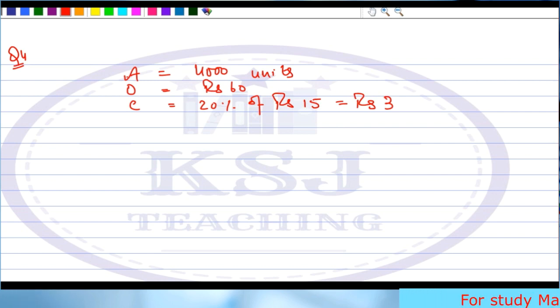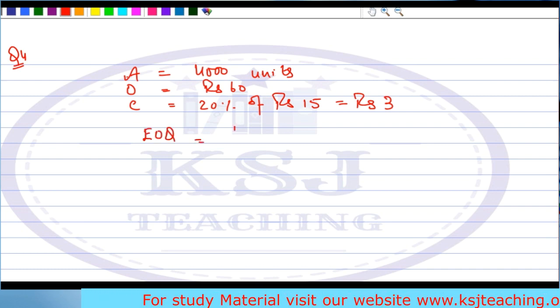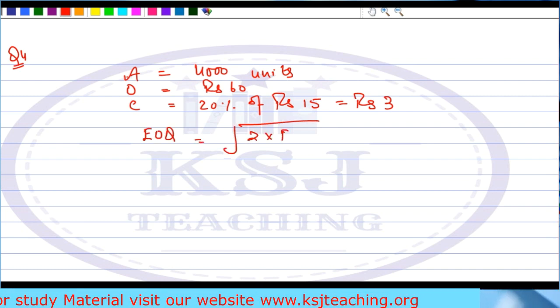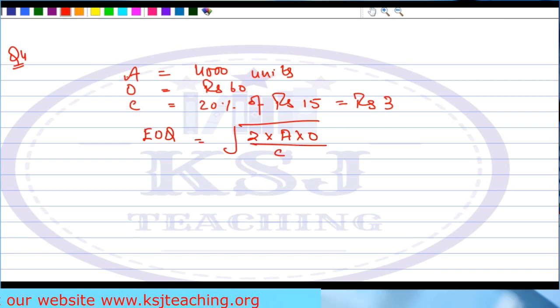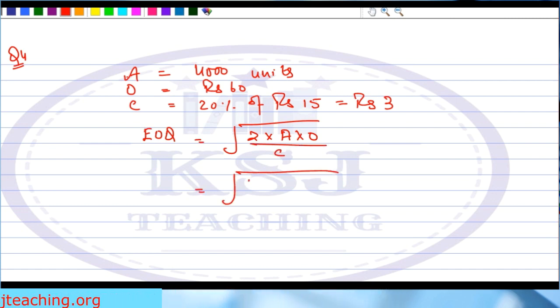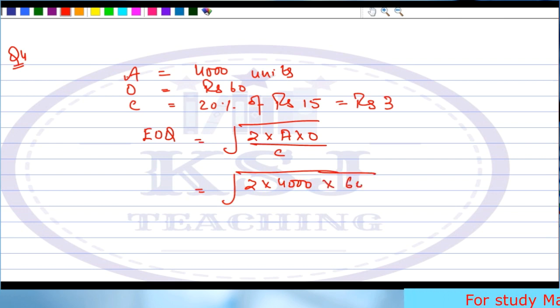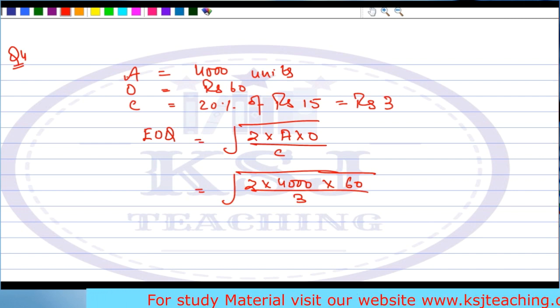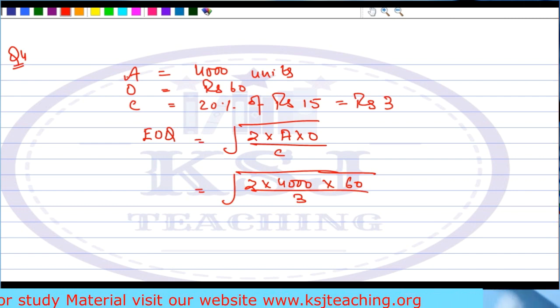Now we can calculate EOQ easily. We can calculate EOQ as under root of 2 multiplied by A multiplied by O divided by C, right? So this is 2 multiplied by 4000 units multiplied by O, that is 60, divided by C, that is 3. Is that clear? So you can easily calculate on the calculators. This comes to 400 units.